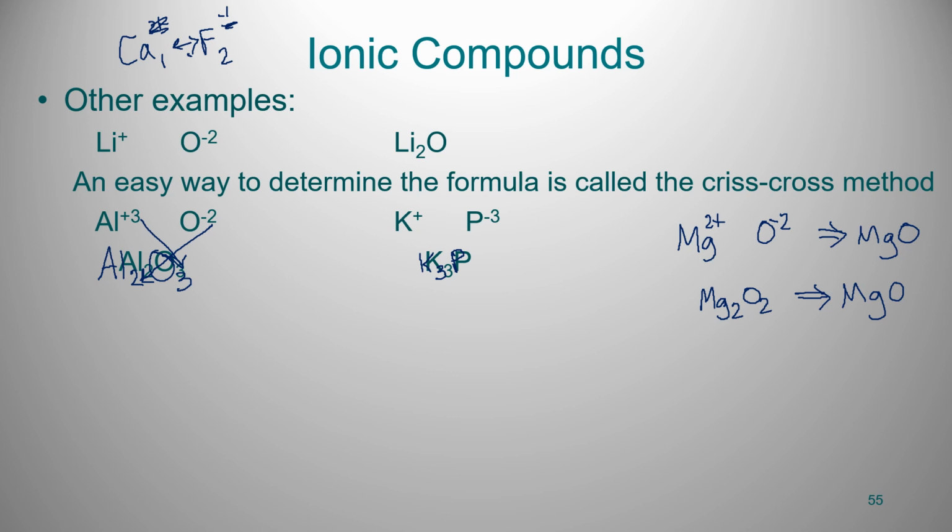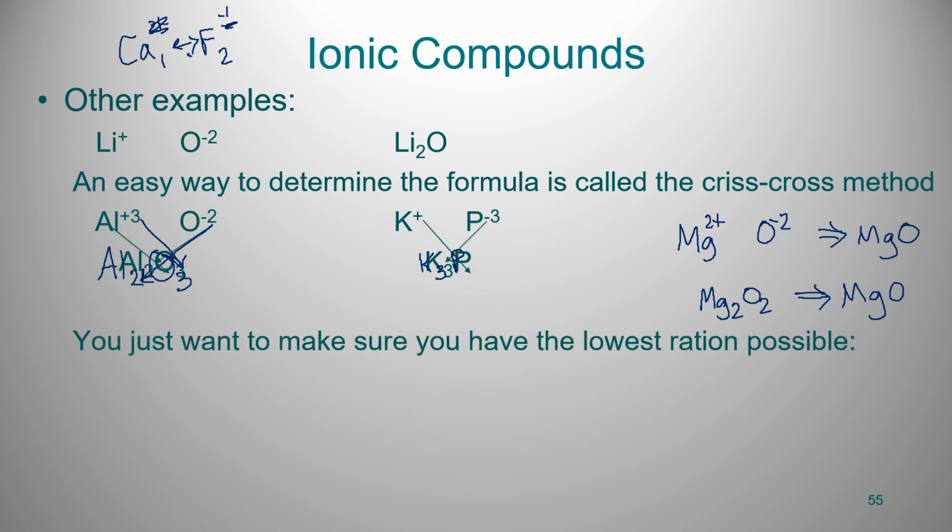It's helpful. Again, the crisscross is just your way of getting your least common multiple. What's the least common multiple of 2 and 3? It's 6. You have to multiply the 3 by 2, and you have to multiply the 2 by 3. So that's where that's coming from. The least common multiple is 2. We need to multiply this by 2 and that by 1. So however you think about it, the main thing is that they have to go in the correct formula to balance out the charges to make them neutral. Okay, so again, you want to make sure you have the lowest ratio. MgO is the correct answer.